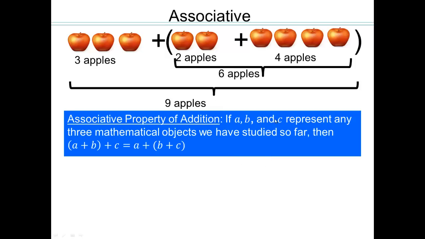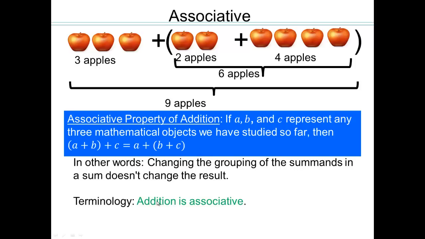So if A, B, and C represent any 3 mathematical objects we've studied so far, then if you add A plus B plus C, where you're adding the A and the B first and then the C, or you can add A to the result of the addition of B and C, the answer is going to be the same. This is called the associative property of addition. So addition is associative. That's another way to say that. In other words, you can change the summands and the sum is not affected. And if you combine it with the previous property, which was what? Do you remember the name? Good.